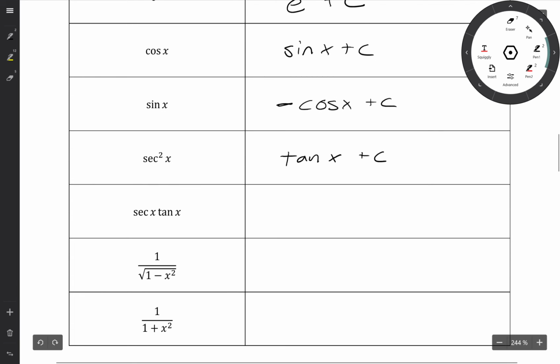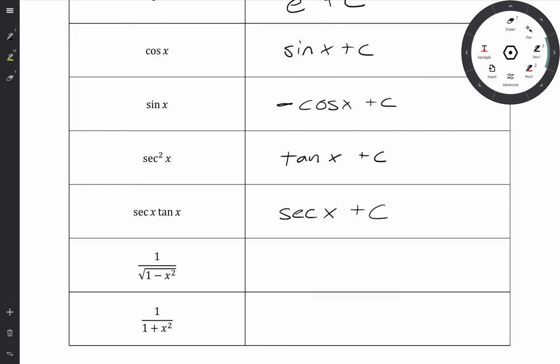Next is the antiderivative of secant x tangent x, and we know that this is secant x plus c, because what's the derivative of secant x? The derivative of secant x is secant x tangent x. So I know the antiderivative of secant x tangent x has to be secant x with that plus c.